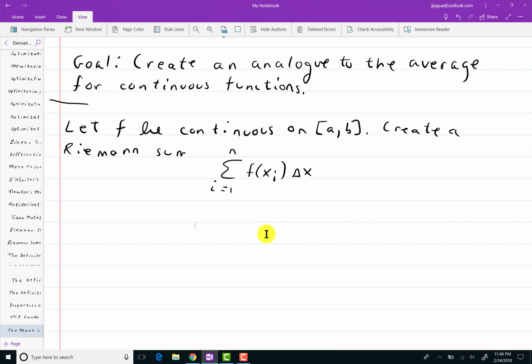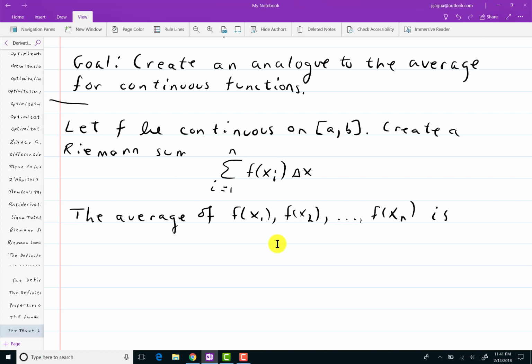So if we want the average of f of x1, f of x2, dot dot dot up to f of x sub n, it's the same as the formula I gave before. I'm going to call it, do I want to give it a name yet? Not just yet. Summation i equals 1 to n of f of x_i divided by n.